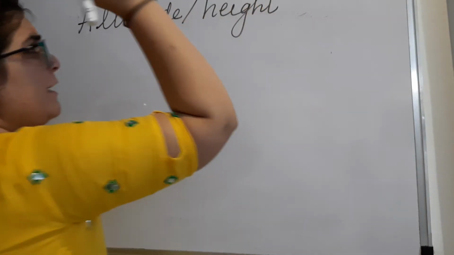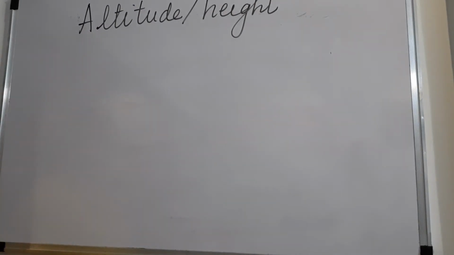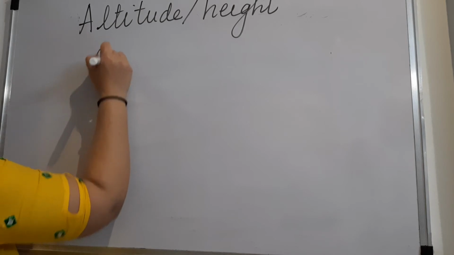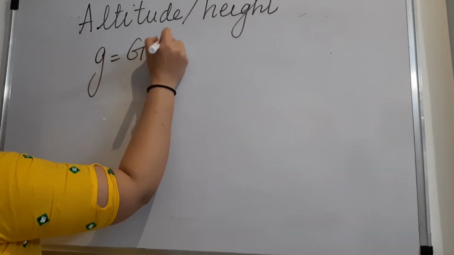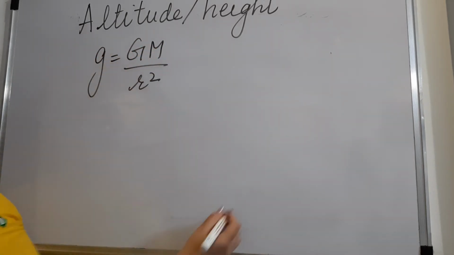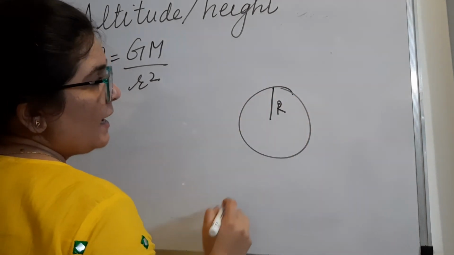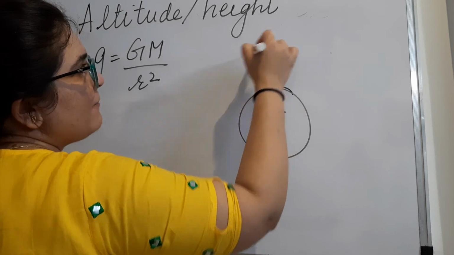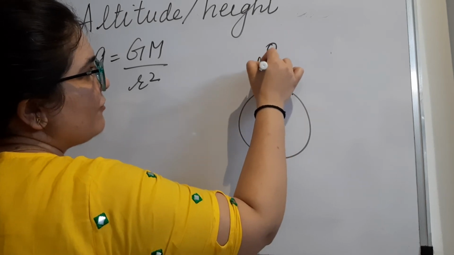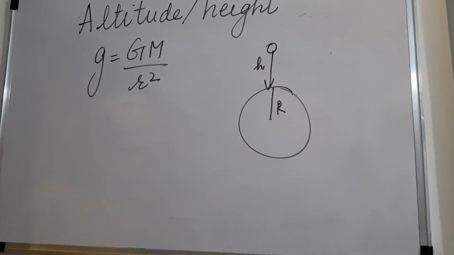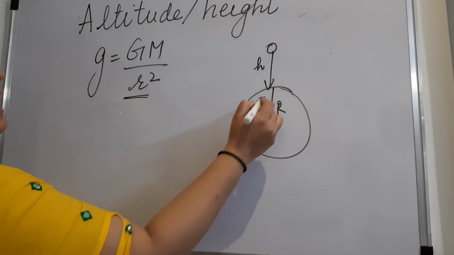Again, because whatever question comes in physics, you always have to explain it using the formula. We'll take again the same formula that says g equals GM by R square. Now this is Earth, this is the radius, and let's say the object is somewhere over here at a distance of h.